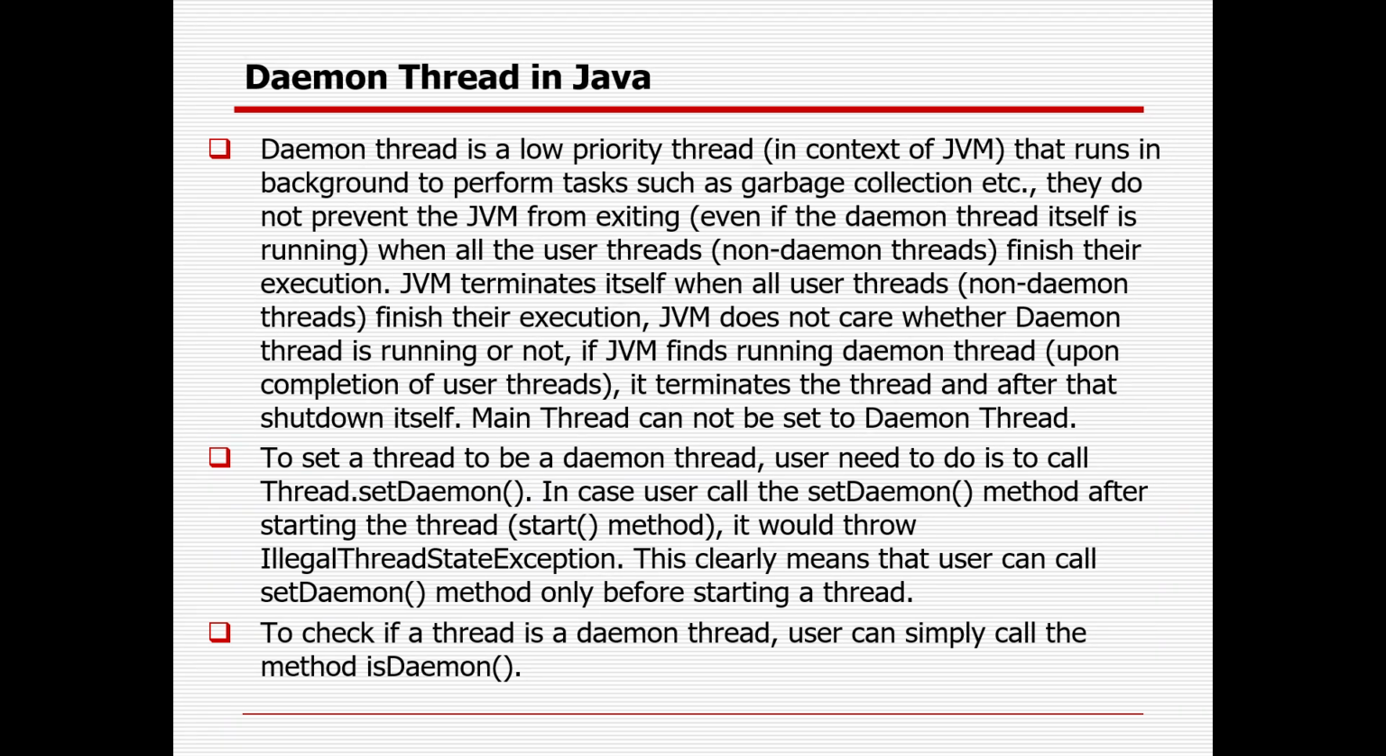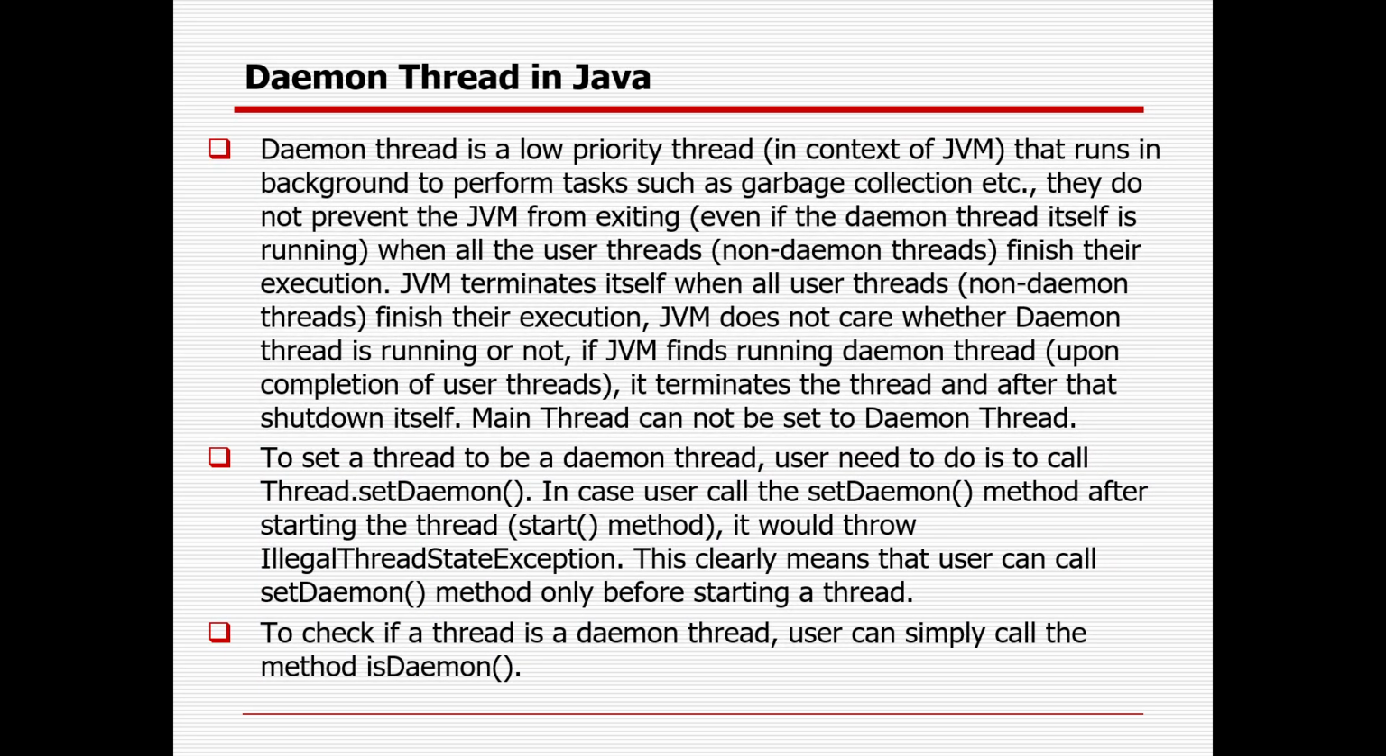A daemon thread is a low priority thread in the context of JVM which runs in the background to perform tasks such as garbage collection. They do not prevent the JVM from exiting when all other user threads finish their execution. JVM terminates itself when all user threads finish their execution. JVM does not care whether a daemon thread is running or not. So that is the way a daemon thread will clean all the parts, destroy other threads, and clean the memory.